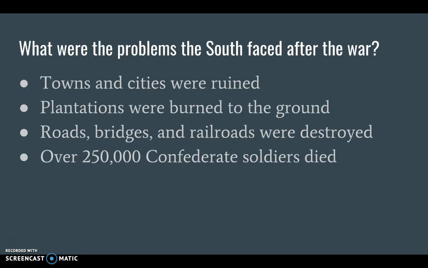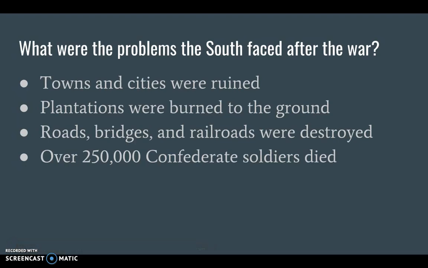since the South had enormous problems. So a lot of their towns and cities were ruined. Plantations were burned, roads, bridges, and railroads were destroyed, and over 250,000 Confederate soldiers died, as well as thousands more faced illness or had wounds from the war. They also faced the task of rebuilding with few resources and without the help of a lot of the adult males that passed away in the war or were injured from the war.